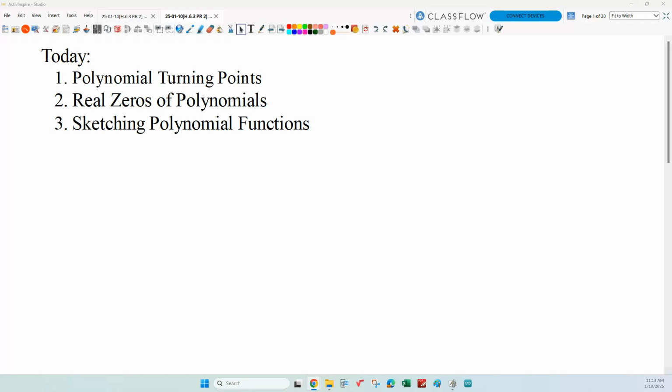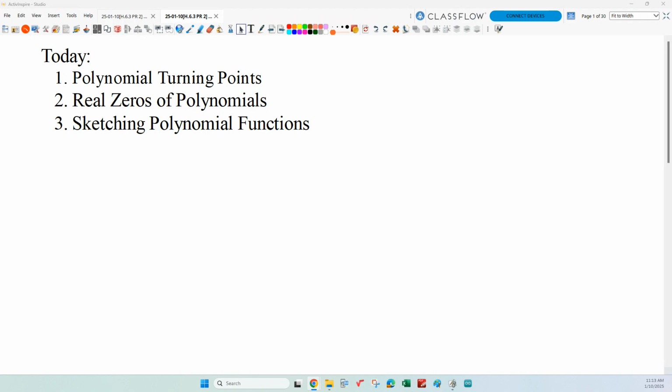Okay, today we get to do something really cool. We're going to talk about a topic where we're going to kind of start to test the waters in a topic that we'll go much further with in calculus, which is curve sketching. And we're going to talk about polynomials specifically here.